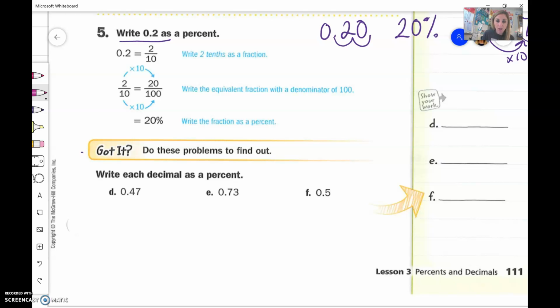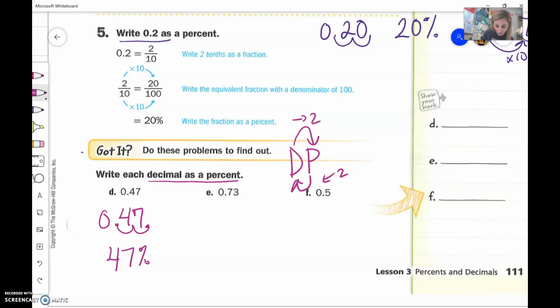So 0 and 47 hundredths, DP. 2 places this way, 2 places to the left. Since I'm going from a decimal to a percent, I know that I'm moving my decimal 2 places to the right, and I'm turning it into a percent by slapping a percent sign on it. So 1, 2, my decimal point's now at the end, and I get 47%.